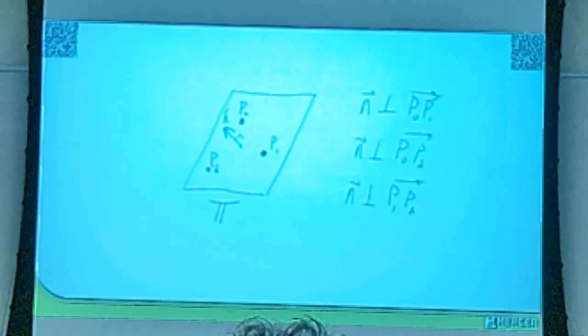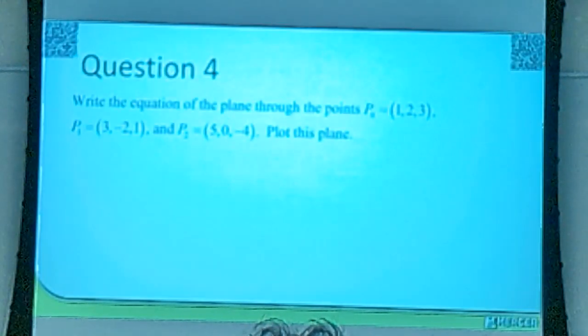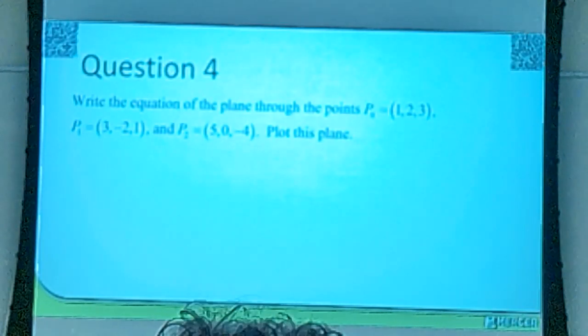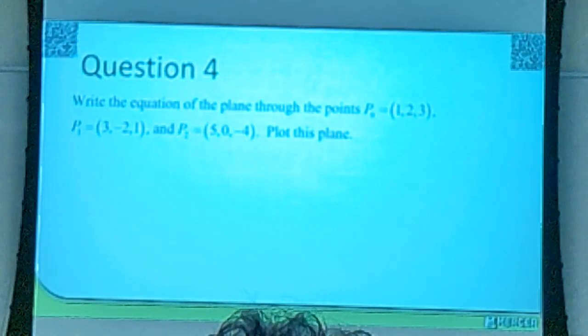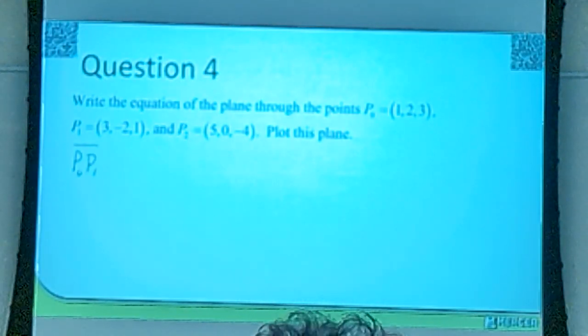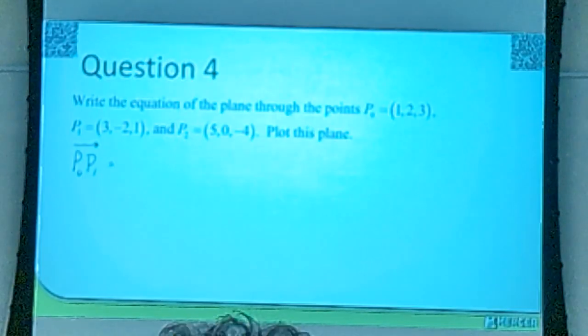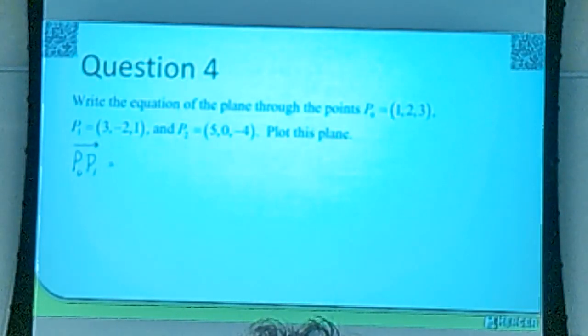We know those 3 statements have to be true. So again, you just pick any 2 you want. I'm going to stick with what I did. I did P0, P1, and P0, P2. What's P0, P1? I think we did that one already, didn't we? That was the same two points from the previous question. So I don't need to reinvent the wheel.